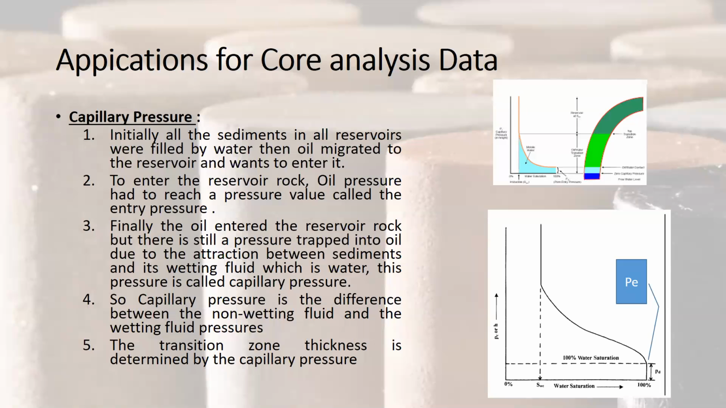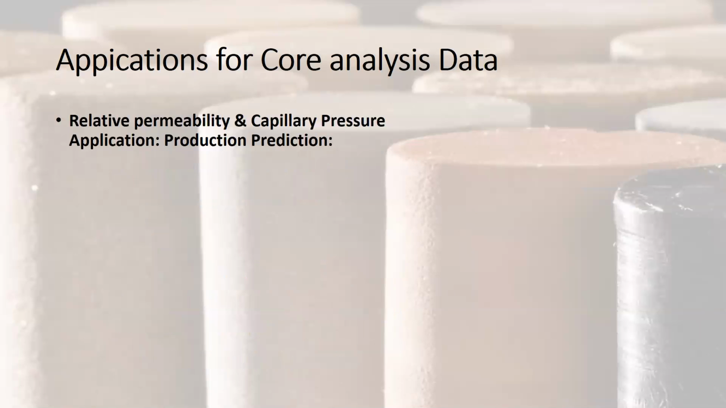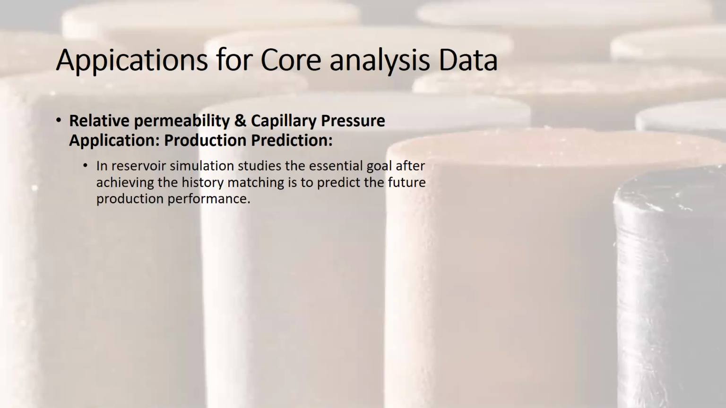and the thickness of the transition zone between the net oil interval and the water interval will be higher and higher. Okay? So depending on the capillary pressure, the saturations in the transition zone are determined by using the capillary pressure. Okay, so we have an application for the relative permeability and the capillary pressure to forecast, or predict, the production. How is that?